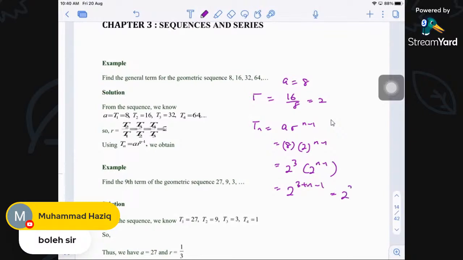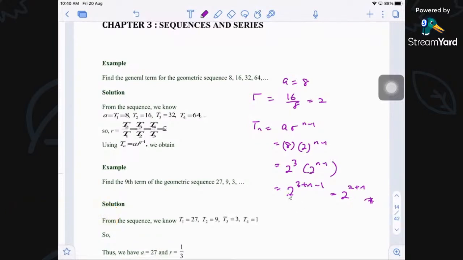So I get 2 power of 2 plus n, and everybody knows the indices rule, right? We studied that already. So sometimes when you look into your book answer, maybe they write like this, 2 power of 2 plus n. Okay, means they simplified the answers lah. The indices you have to add. Very good then. I hope until here you all okay lah.